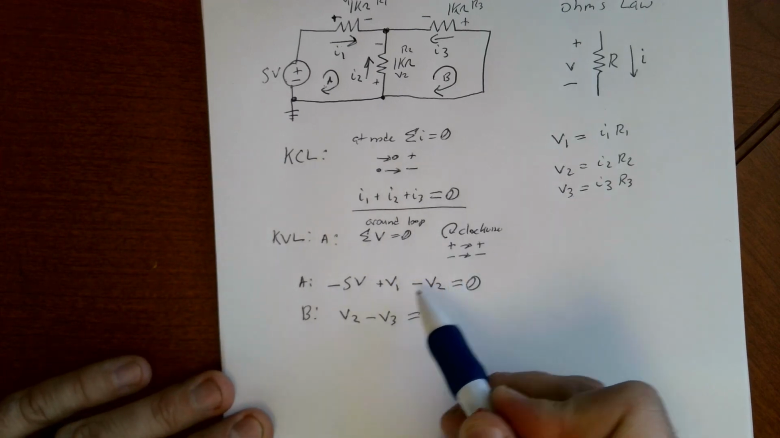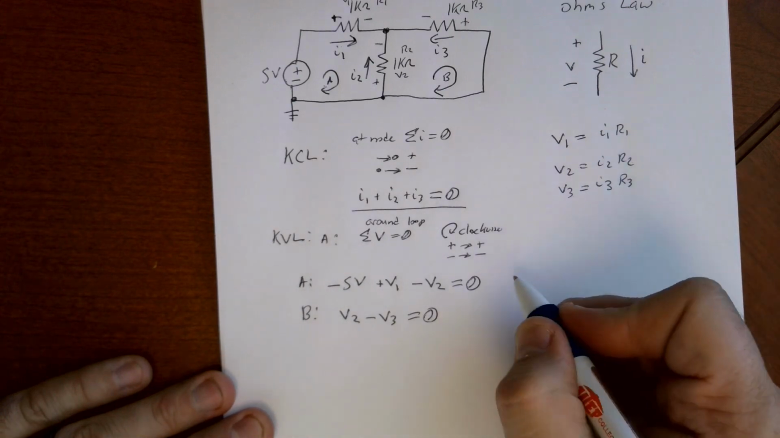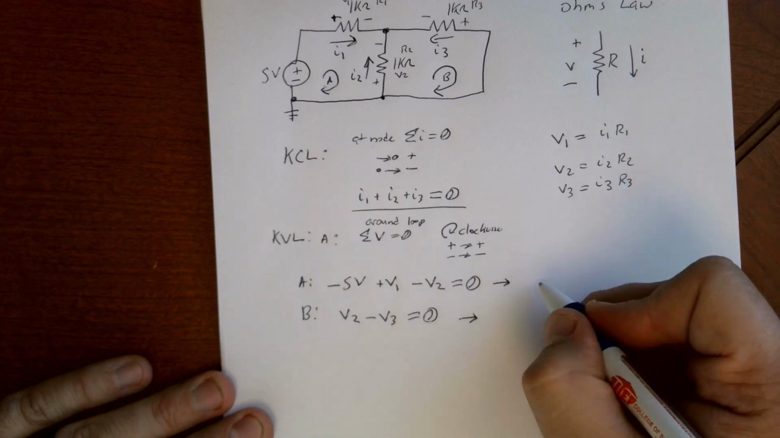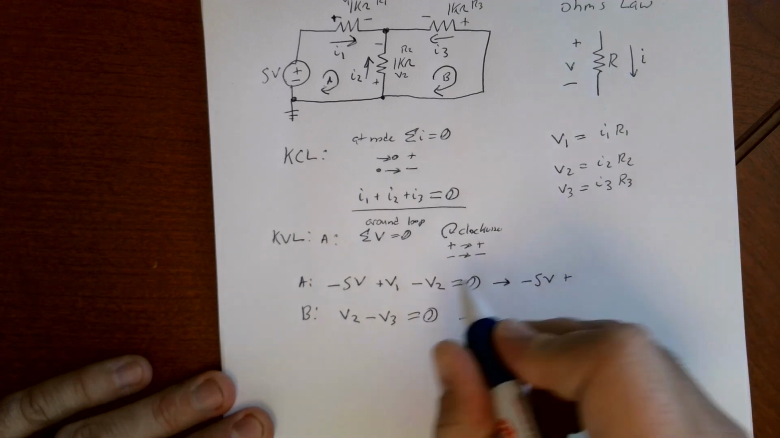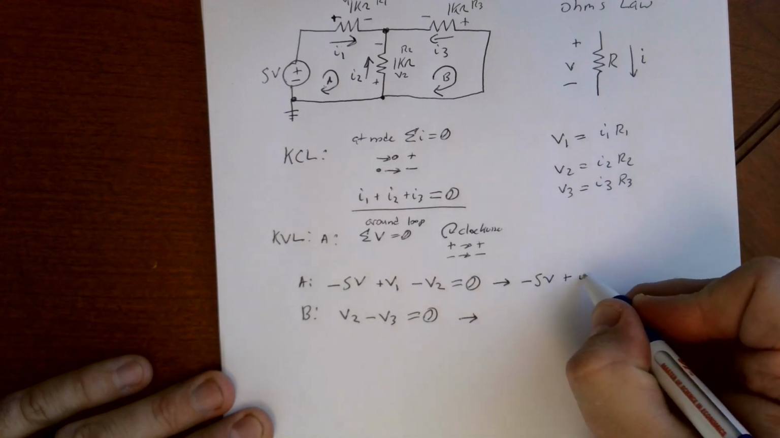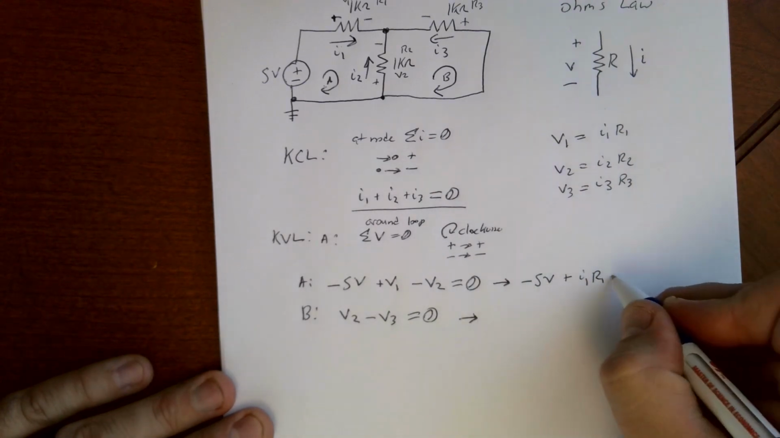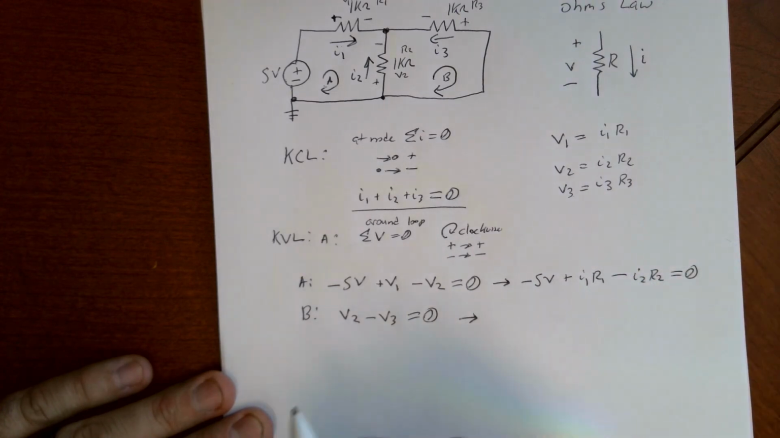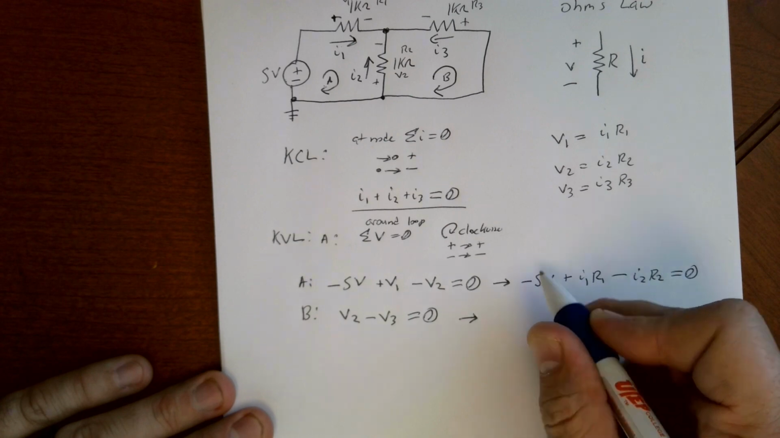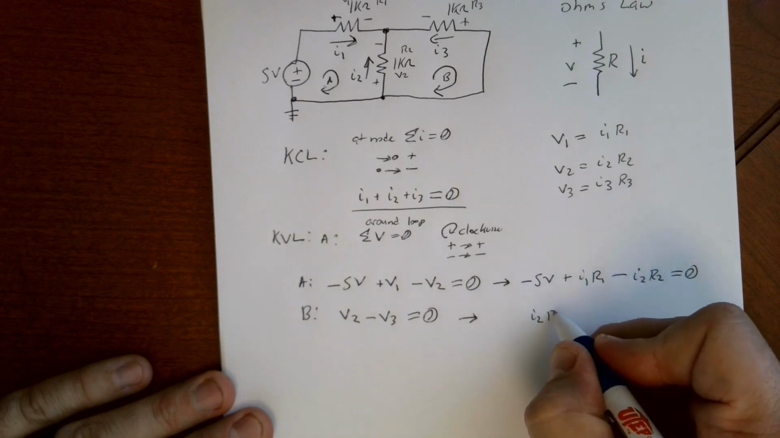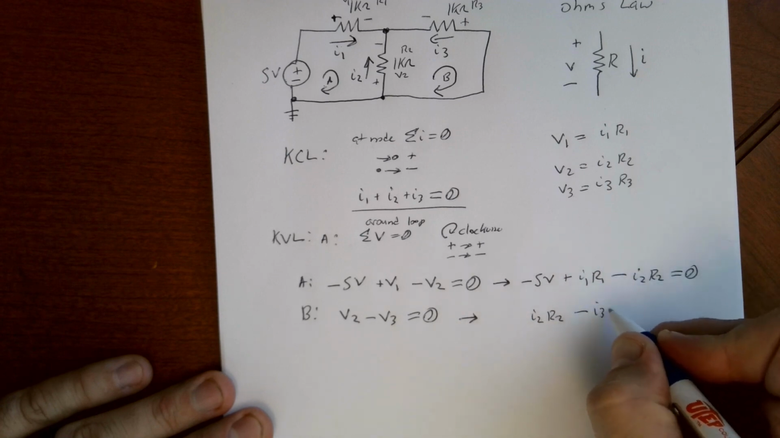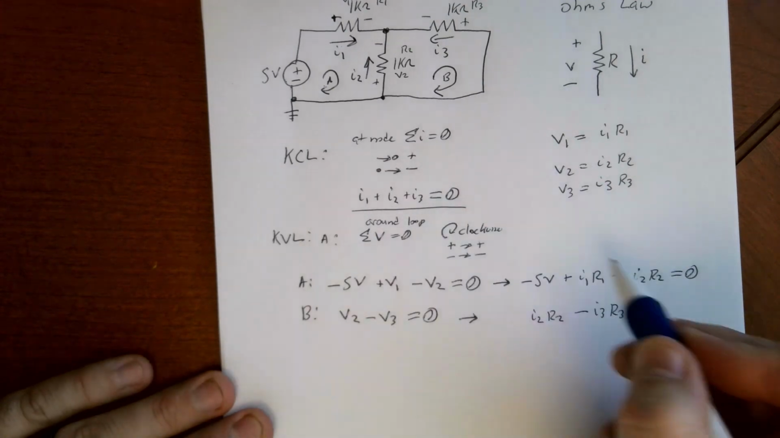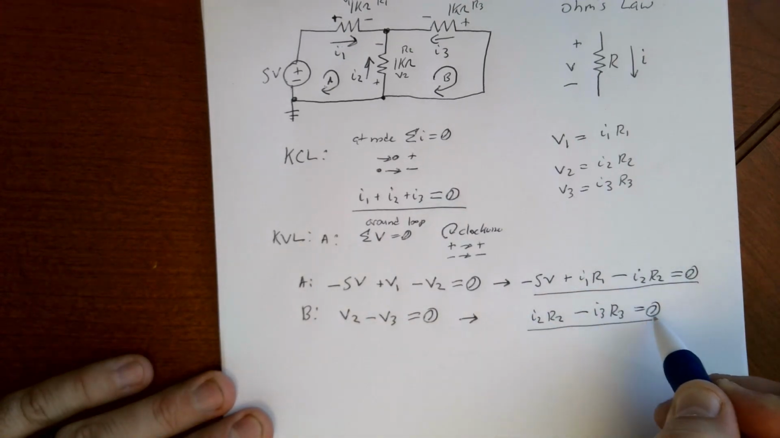We created these voltages, but we have the relation. So in both cases let's just substitute in using Ohm's law. I can say that minus 5 volts plus V1, which is I1R1, minus V2, which is I2R2, is equal to 0. And here, I can further say V2, so that would be I2R2, minus V3, which is I3R3, is equal to 0.